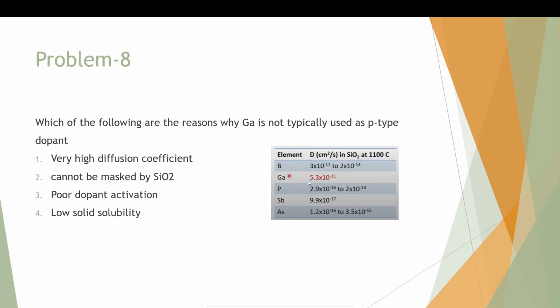And we see that gallium is clearly diffusing very rapidly through SiO2, and that is the reason why we cannot use it as a p-type dopant in silicon. So it cannot be masked by SiO2 and has a very high diffusion coefficient.